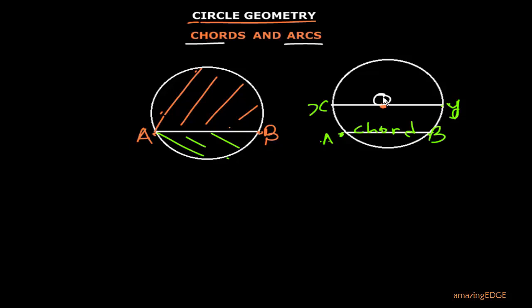Now, having talked about chords, it's important to talk about an arc of a circle. An arc of a circle can be defined as a curve, or in a pure geometrical sense, we can define an arc as a continuous part of the circumference of a circle. So you can call it a curve in a layman's understanding, or in a geometrical sense, you can say that it is a continuous part of the circumference of a circle.